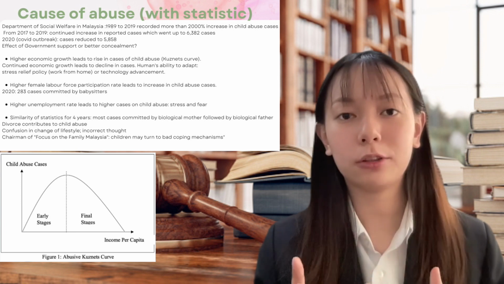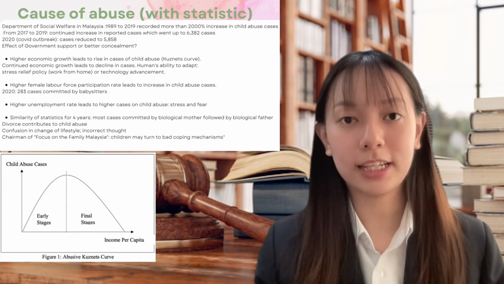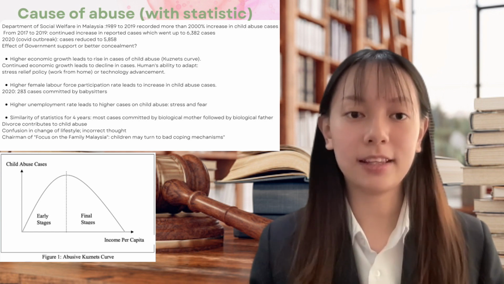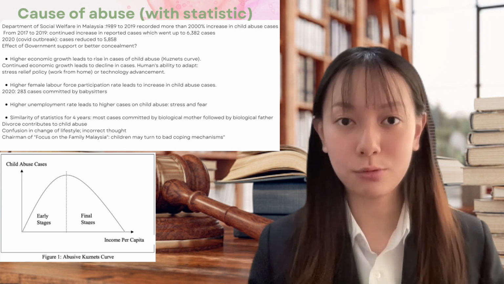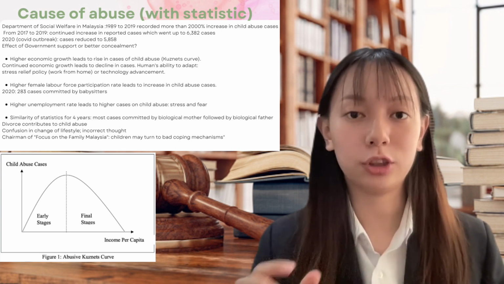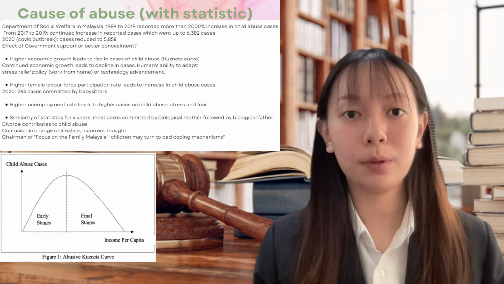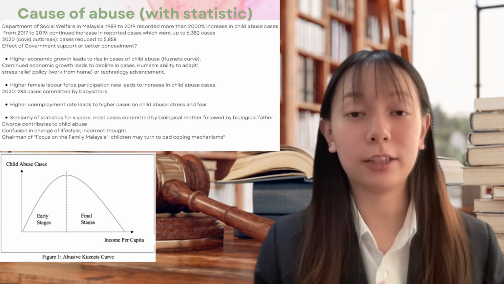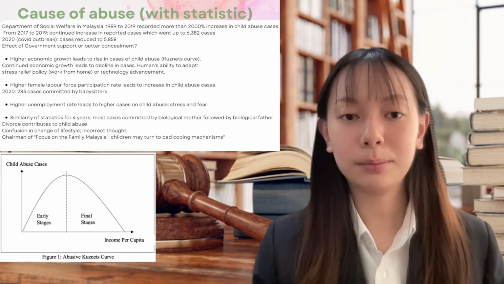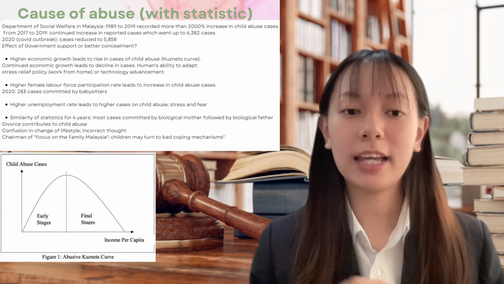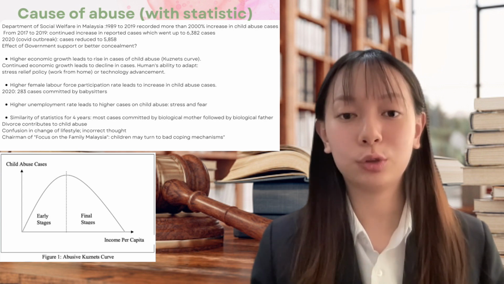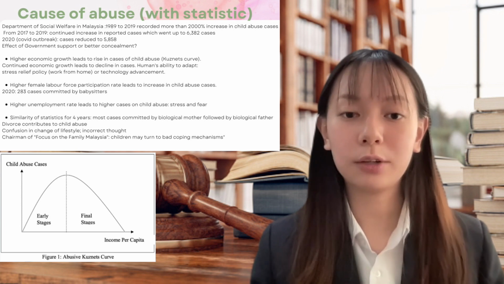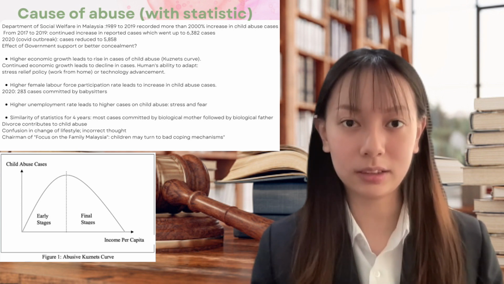To achieve higher economic growth, it is necessary to have more people working and increasing the productivity of each business. However, research indicates that higher female labor force participation rate leads to higher reported cases on child abuse. This is the same as a principle in economic growth, in the sense that female workers find it hard to work and take care of their children at the same time. Working mothers may leave their children at care center or hire a babysitter which may cause their children to fall prey to child abuse, as the year 2020 alone recorded 283 cases committed by babysitters.